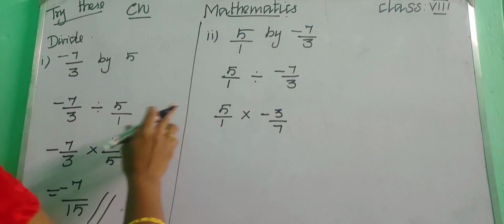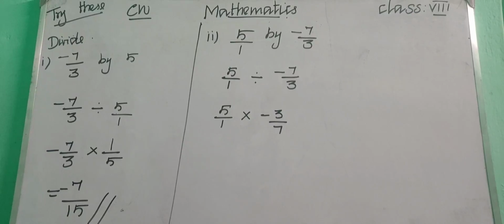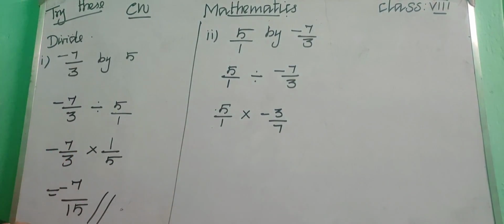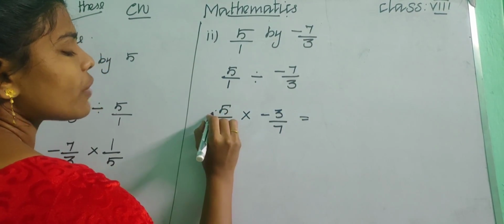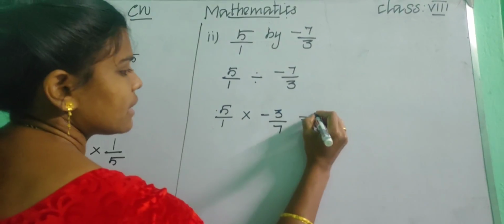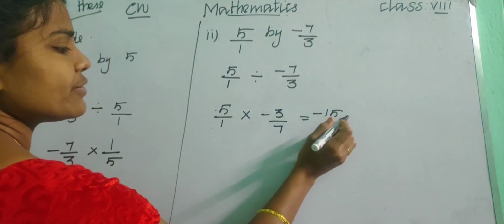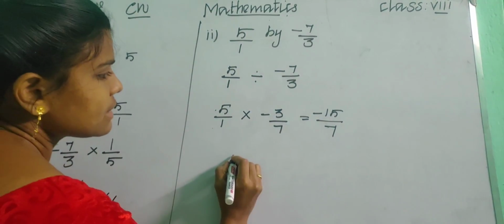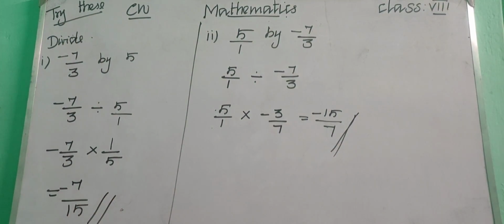Okay, so now we can multiply very easily, right? So we are going to multiply the corresponding numerators and corresponding denominators. So 5 into 3, 15, right? Minus 15. Okay, here we are having minus, so minus 15. Okay, and 1 7 is 7. So what is the answer? Minus 15 upon 7 is the answer. Okay children, minus 15 upon 7. Okay, copy it in your notebook.